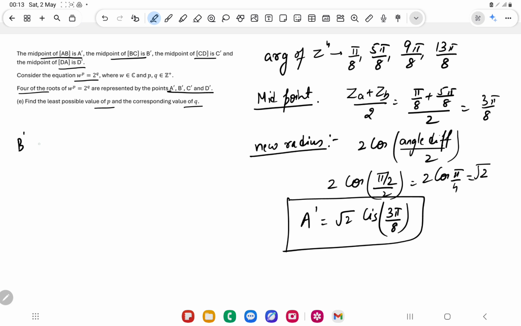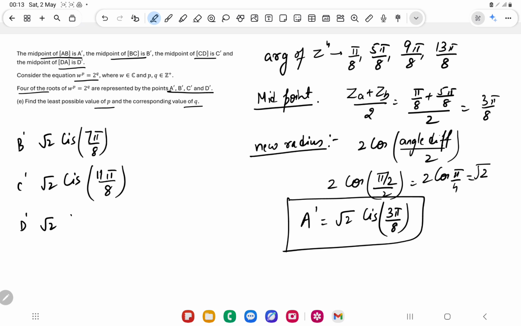So B dash midpoint will be root 2 cis 7 pi by 8. C dash will be root 2 cis 11 pi by 8. And finally D dash will be root 2 cis 15 pi by 8. This you can solve, and if you have any doubt you can put it in the comment box. I will solve it in my next video.